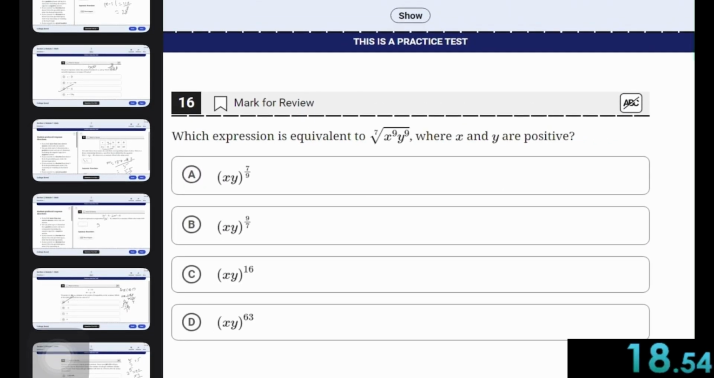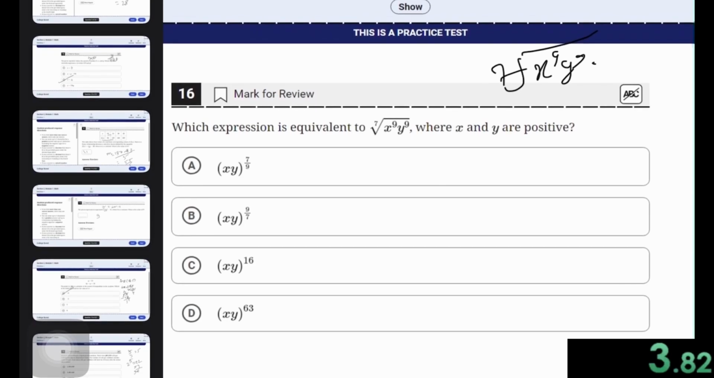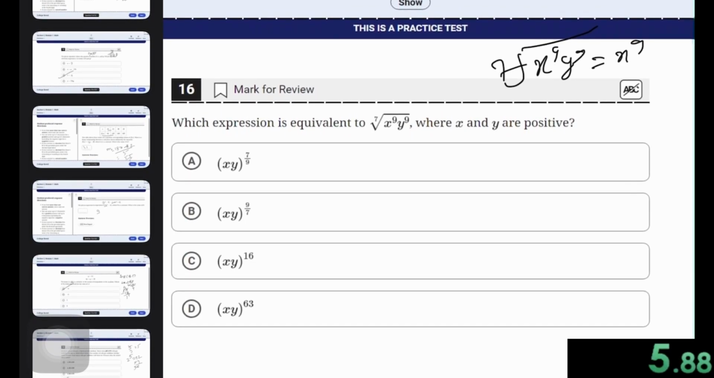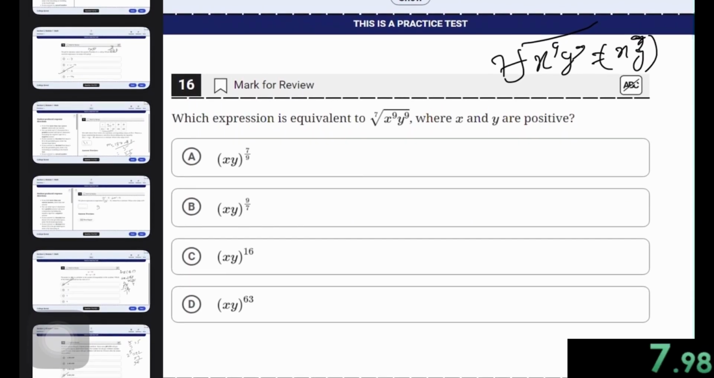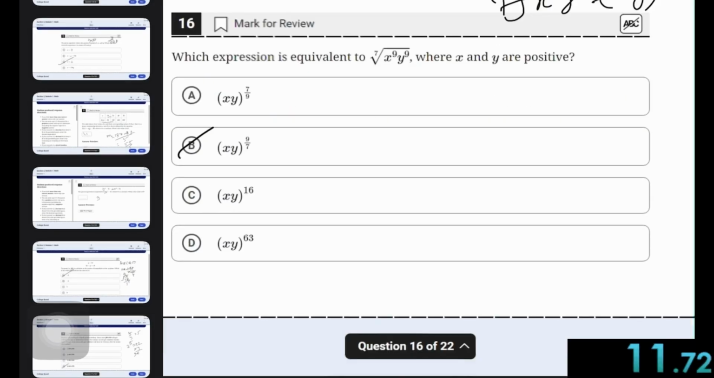Done. Okay, this is like x to the power 9, y to the power 9, root 7. This becomes x to the power 9. This becomes xy to the power 9 upon 7. Everything here goes to the denominator. Great.